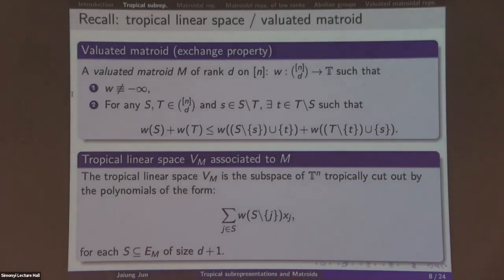And from here, one can cook up tropical linear space. Tropical linear space has equations which come from the evaluated matroid, and it's the tropical locus of these polynomial equations. So I guess I can assume that we are familiar with these two.